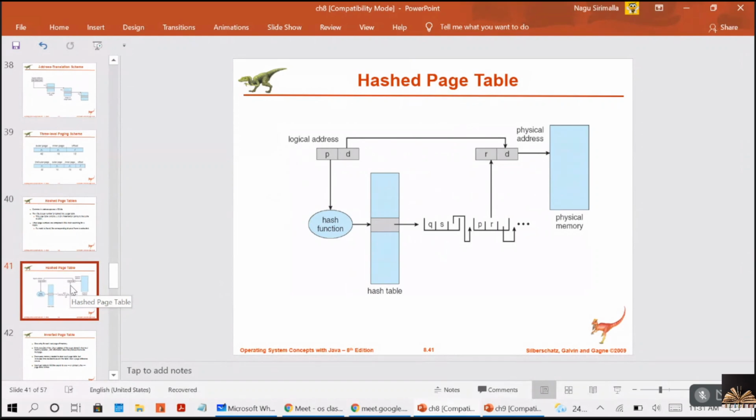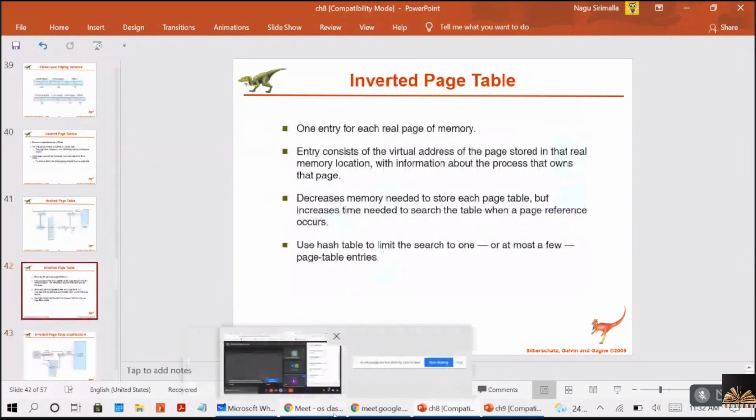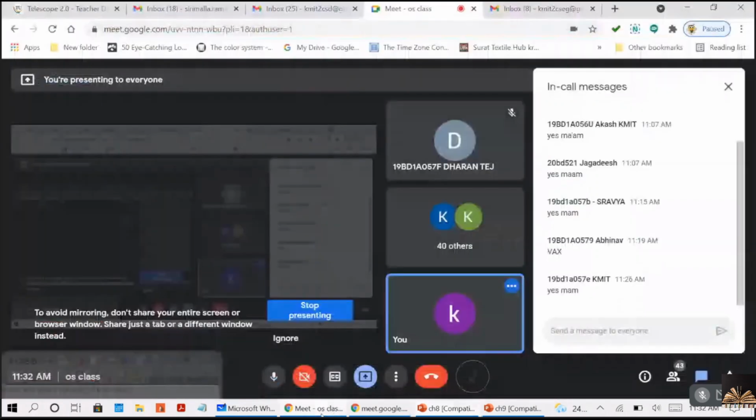Anyway, when you are reading the theory or the notes, you will be getting the points, right? Now coming to this, the hashing is clear, guys? Please respond. Hashing is clear for you all?